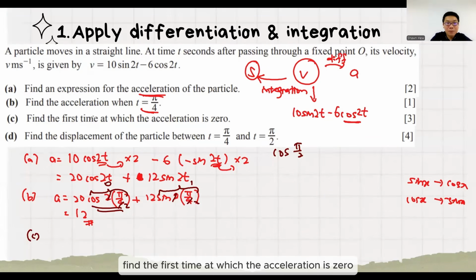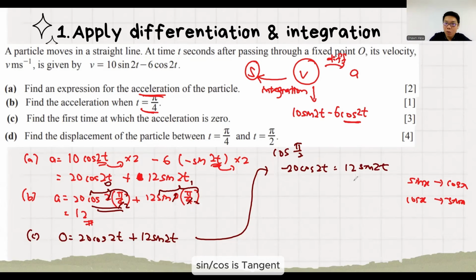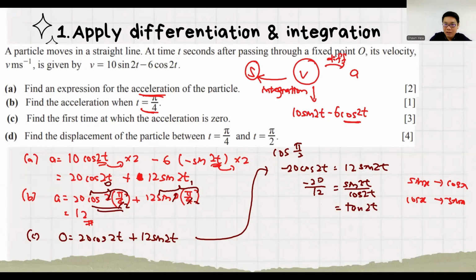Part C, find the first time at which the acceleration is 0. When you need to solve something that contains sine and cos, we make it into tangent. Sine over cos is tangent, so all the numbers we throw to one side. Sine and cos, we group them together. So it will become tan 2t equals maybe 5 over 3. Then we can solve this.